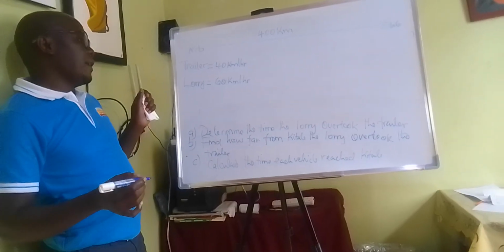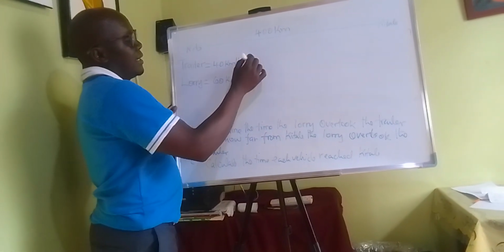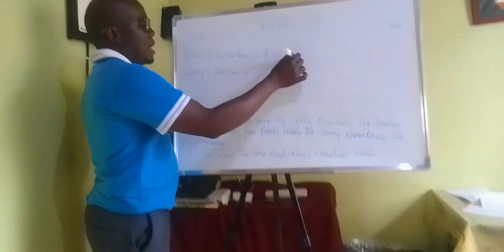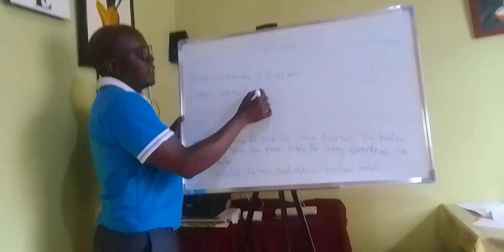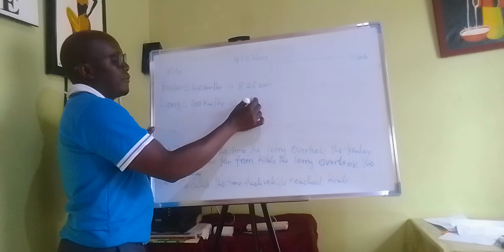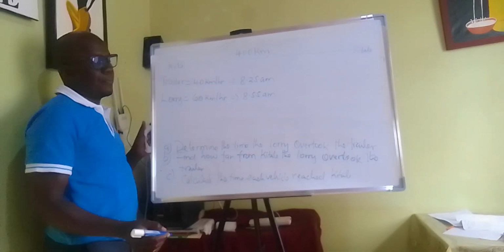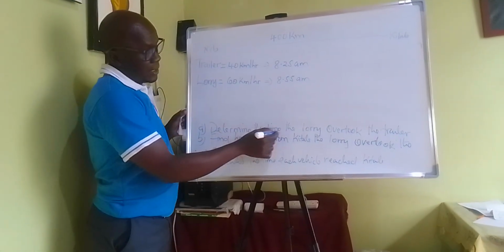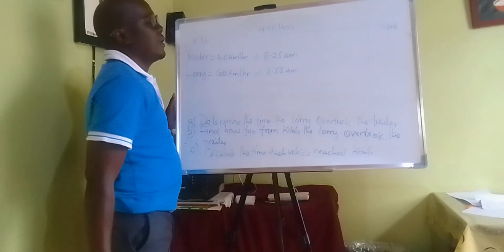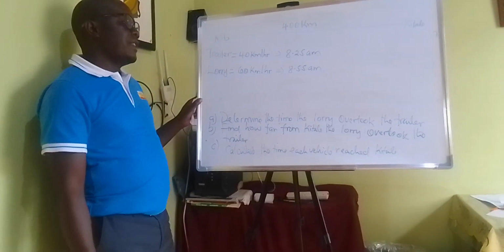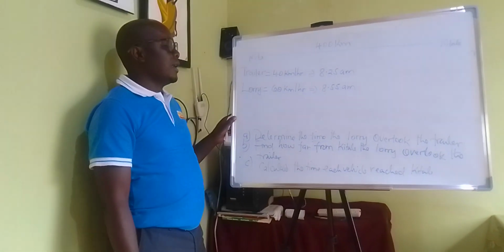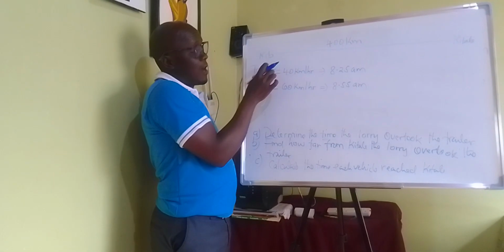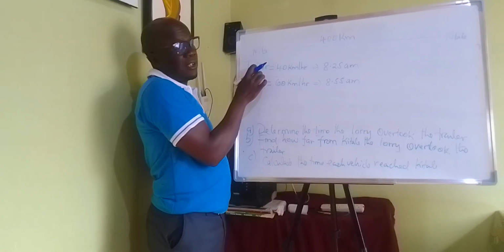Now we are told the trailer left earlier. The trailer left at 8:25 a.m., whereas the lorry would be leaving later at 8:55 a.m. Now we are told to determine the time the lorry overtook the trailer. So before we find the time, it's important to know, by the time the lorry is leaving at 8:55 a.m., how far is the trailer? Because the trailer left 30 minutes earlier.